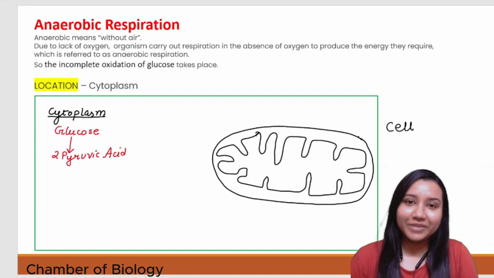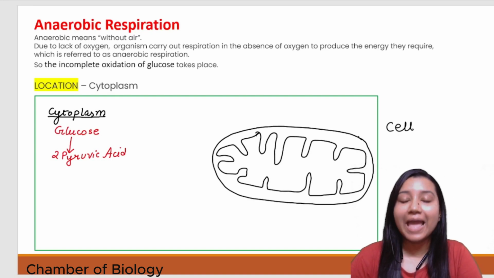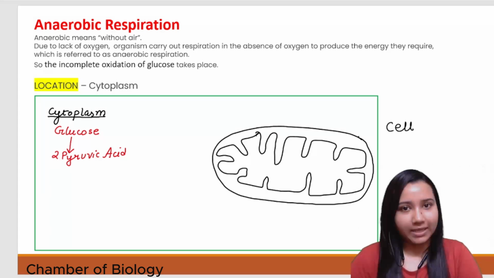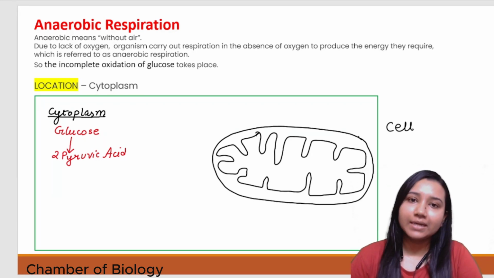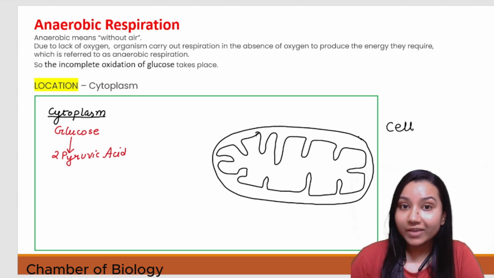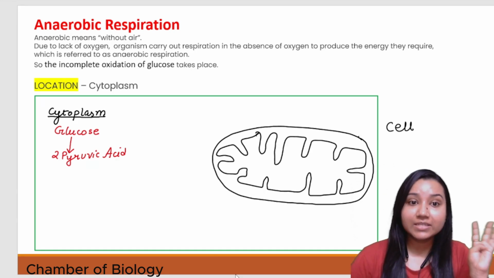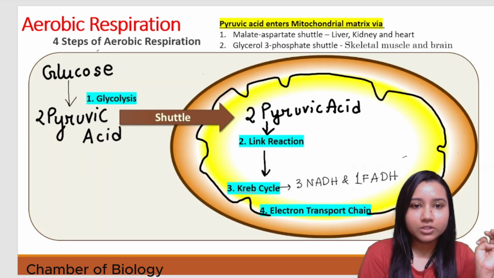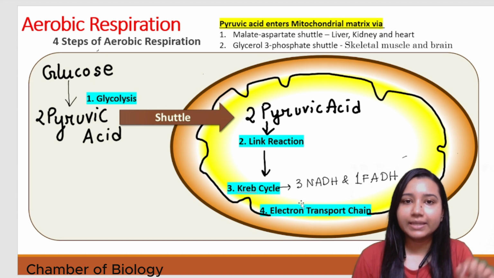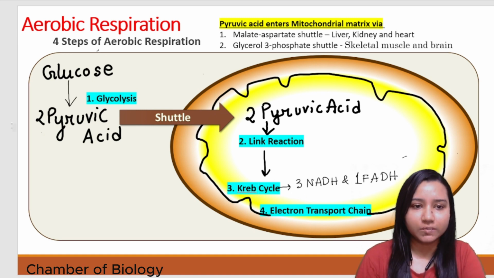Hello everyone. So today we are going to understand about anaerobic respiration, which occurs in the absence of oxygen. You all might be studying about aerobic respiration, which occurs in the presence of oxygen, and we have seen there were four steps involved. Firstly, we have seen there was glycolysis, and we have also studied about link reaction, Krebs cycle, and then we have studied about electron transport chain.